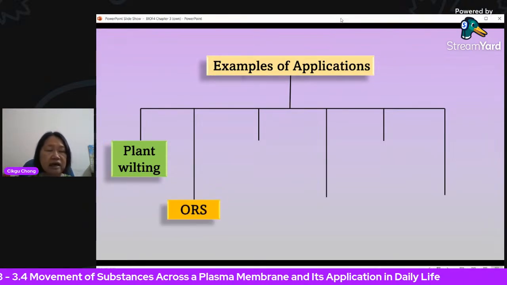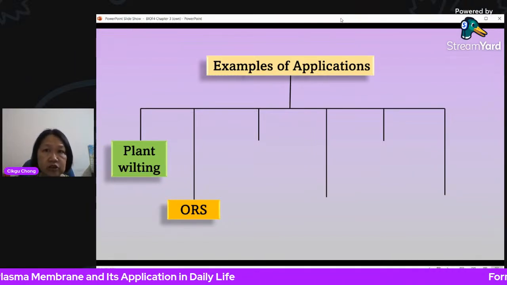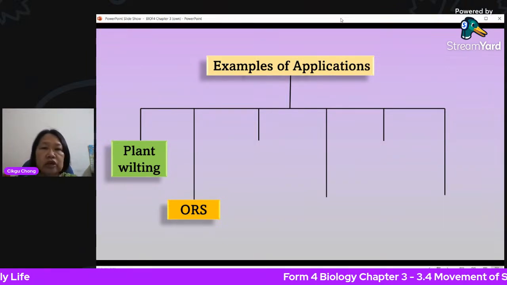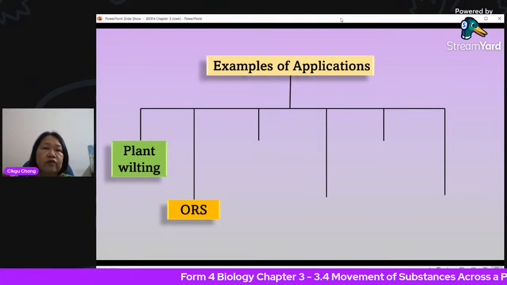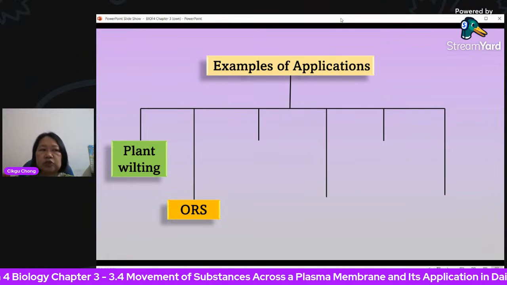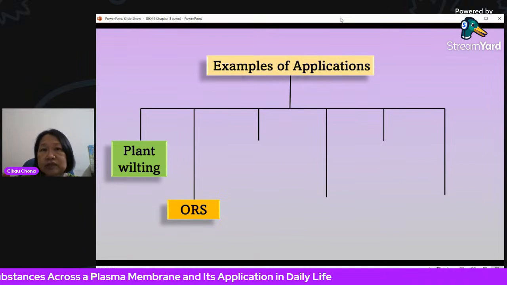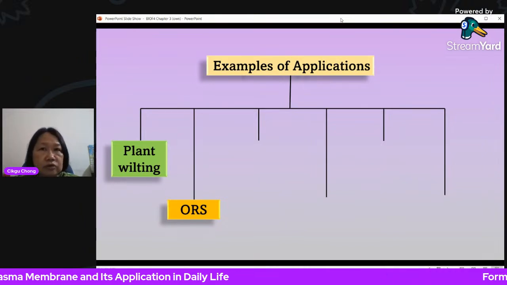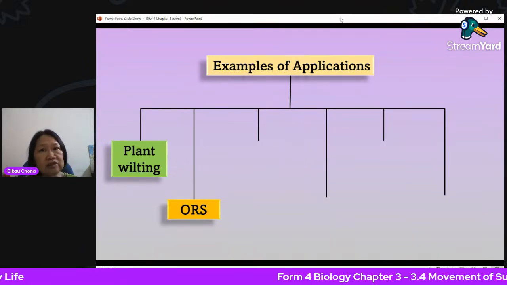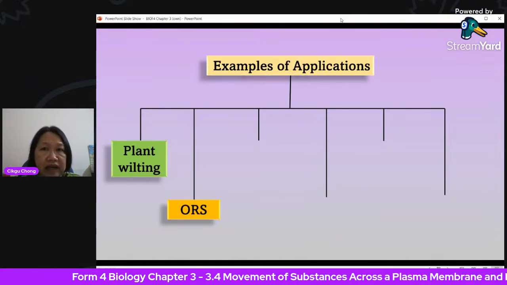Second example is ORS. ORS is a short form for oral rehydration salt. This is the kind of substance that the doctor will prescribe to you if you're having severe diarrhea, if you have food poisoning, or when your tummy is upset and it makes you vomit out your food and you cannot keep any liquid down. You are losing a lot of minerals from your body. If you lose too much minerals, you're going to suffer the consequences. Some body processes will not be able to happen because you're losing too many ions.